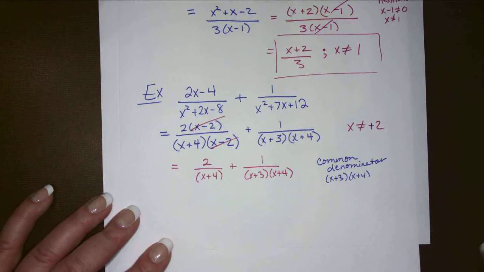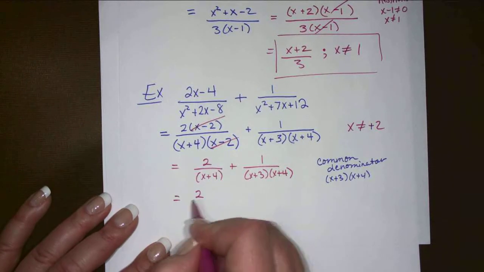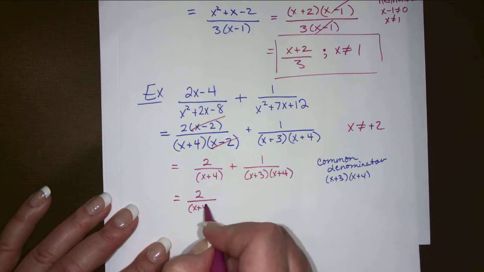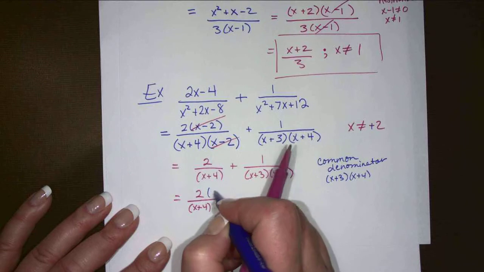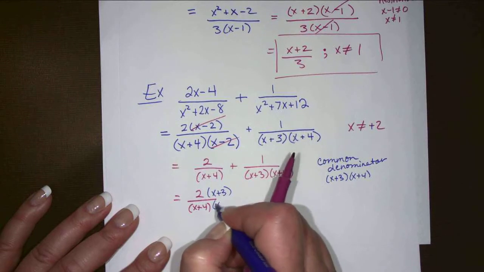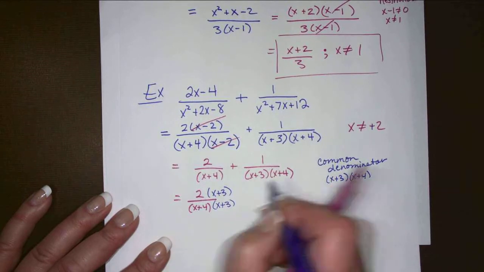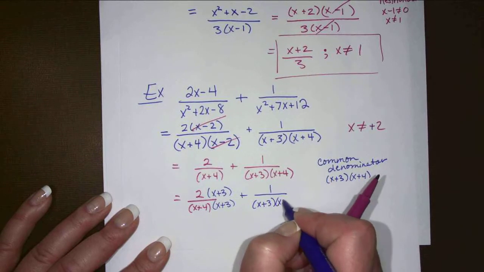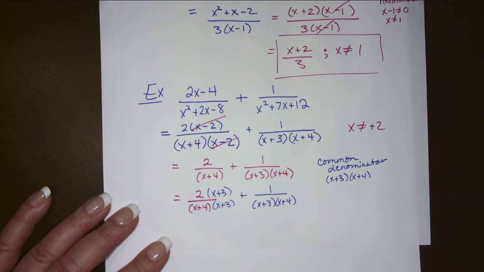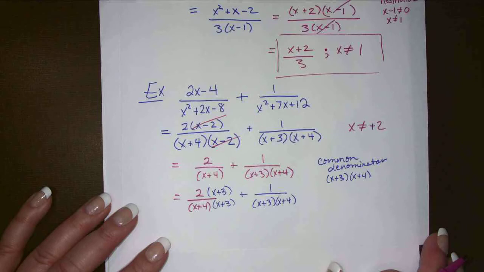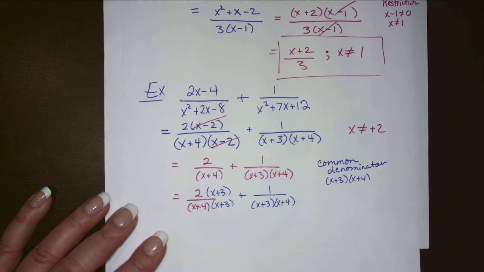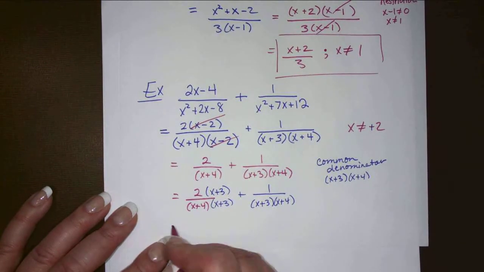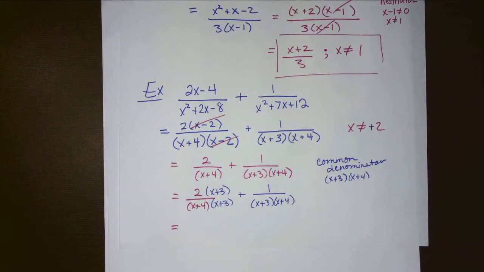So here, if we multiply this top and bottom by x plus 3, then we have the same denominator as the other fraction. Make sense? So you're doing these nice and slow. What do we do now that the bottom looks the same? We write it as one big fraction.